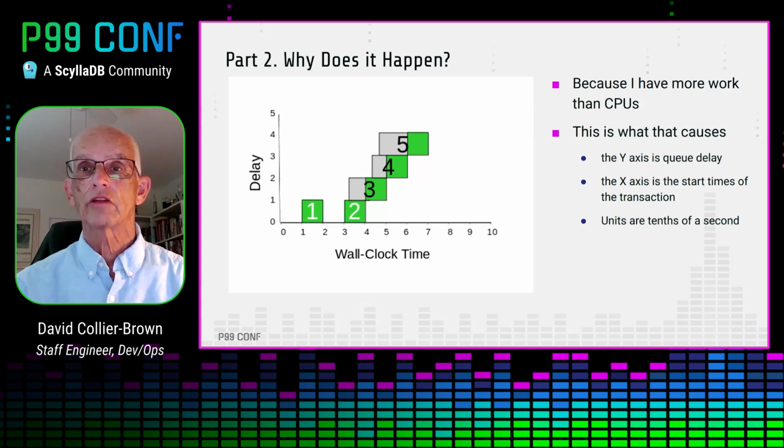To illustrate it, let's start with a graph of green boxes, each representing 1/10 of a second. The x-axis is 1 second of clock time, while the y-axis is queuing delay. This is from an article of mine in the ACM Queue, references in the last slide. The first box is a request that comes in by itself.